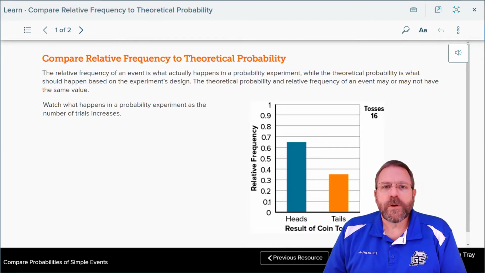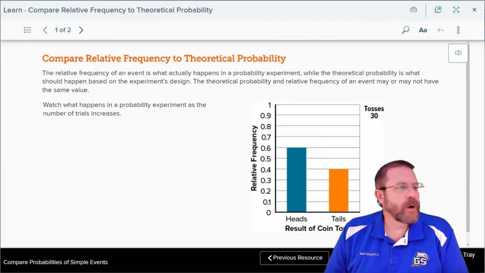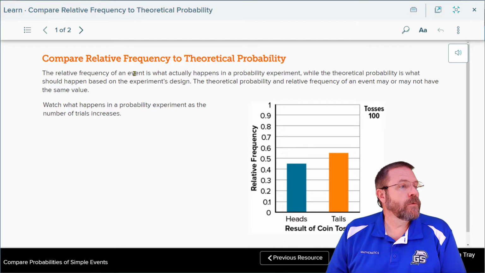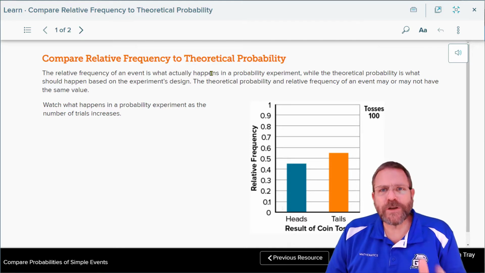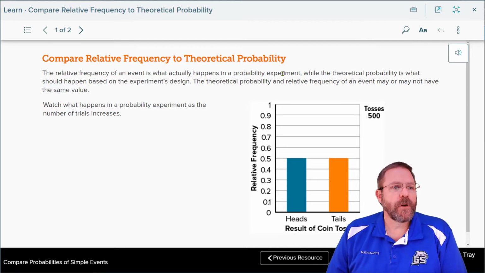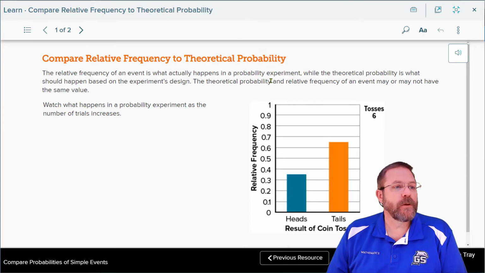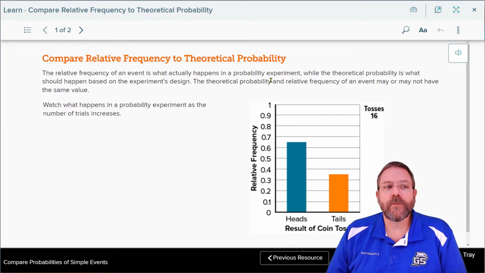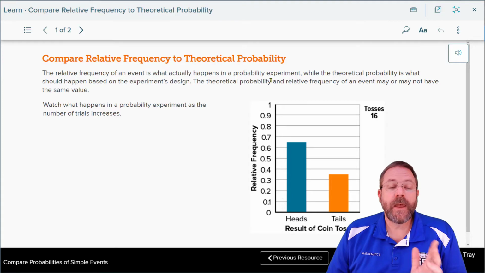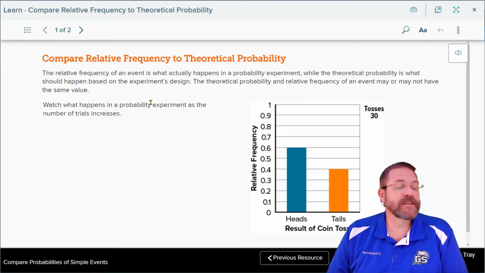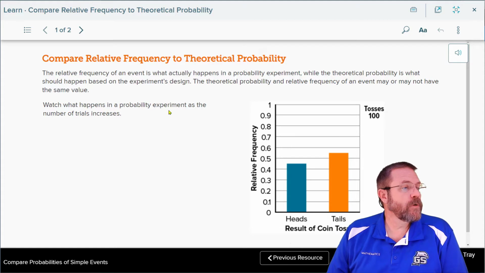Compare relative frequency to theoretical probability. The relative frequency of an event is what actually happens during the probability experiment, while the theoretical probability is what should happen based on the experiment's design. The theoretical probability and the relative frequency of the event may or may not have the same value. Watch what happens in the probability experiment as the number of trials increases.